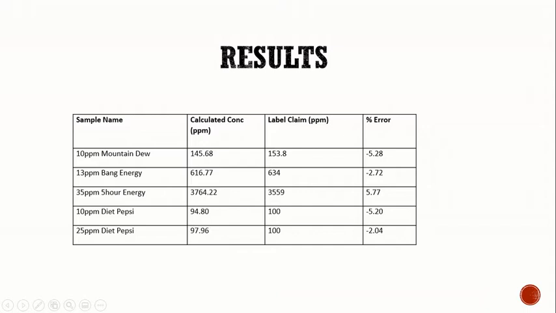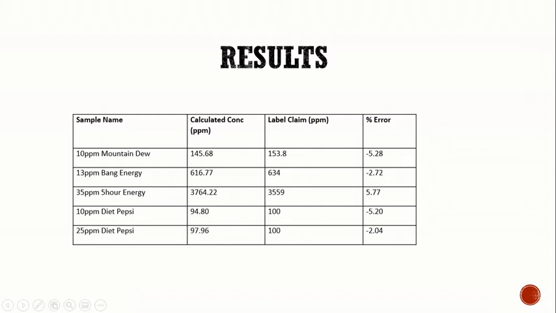For the 13 ppm Bang energy drink, our results show that we have 616.77 ppm of caffeine in it, as compared to the label claim of 634 ppm, which I think is quite close, and you can see over here the percentage error is very small.